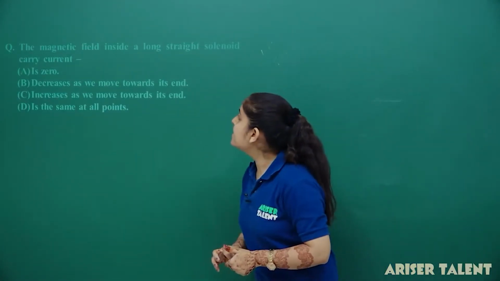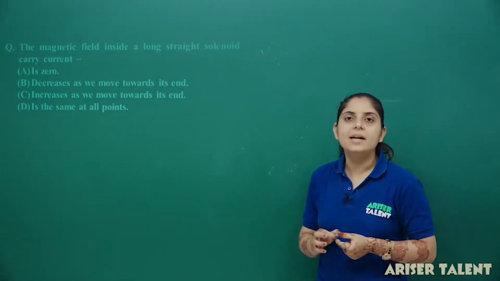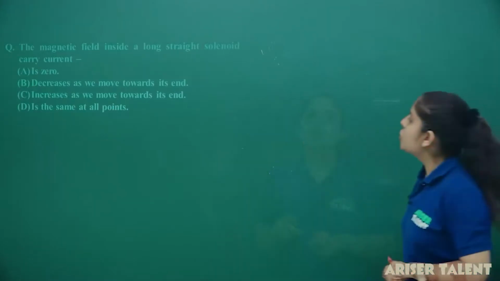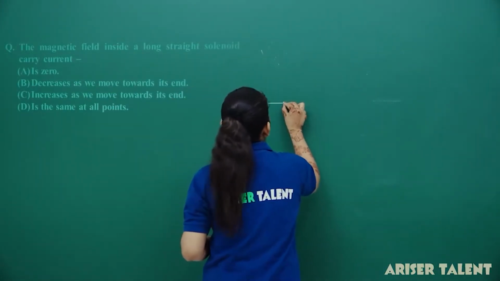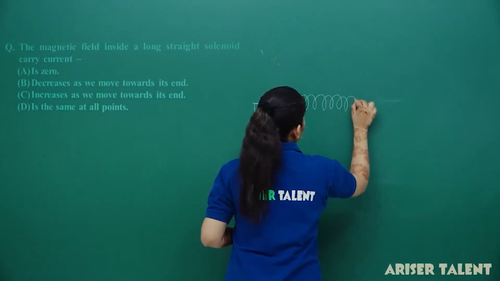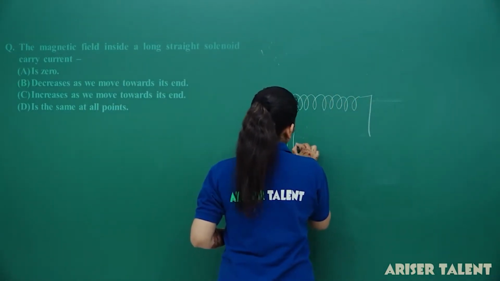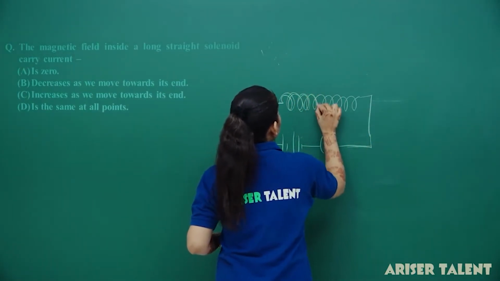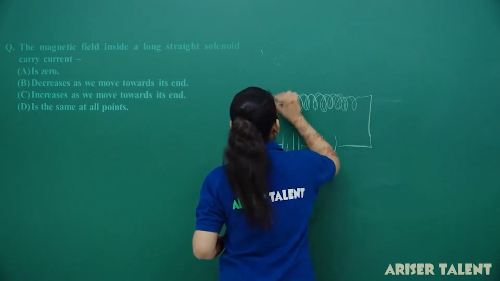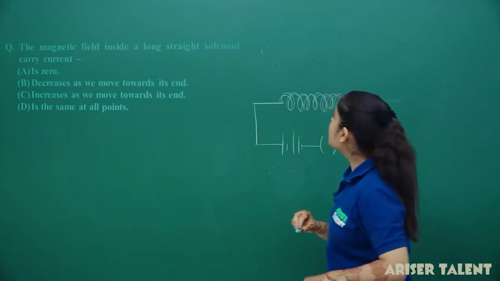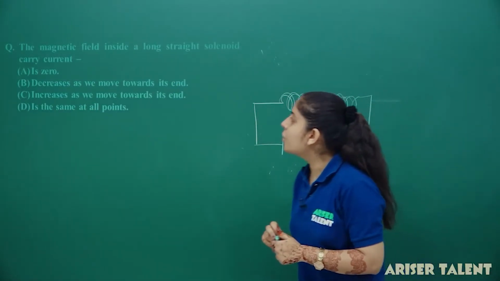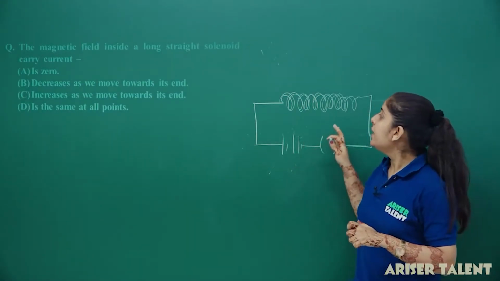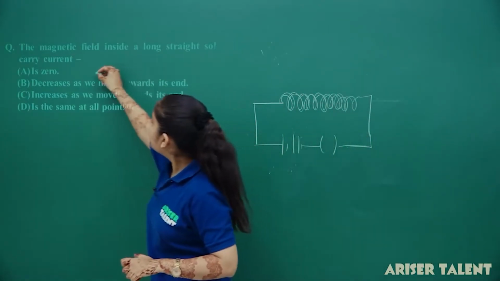The magnetic field inside a long straight solenoid carrying current. You have to identify the strength of the magnetic field in a long straight solenoid. So if we are considering a long straight solenoid, this is our solenoid having a number of turns of copper wire wound on it, and we have to identify the magnetic field inside it. It is not 0, so we can see that it will not be 0.